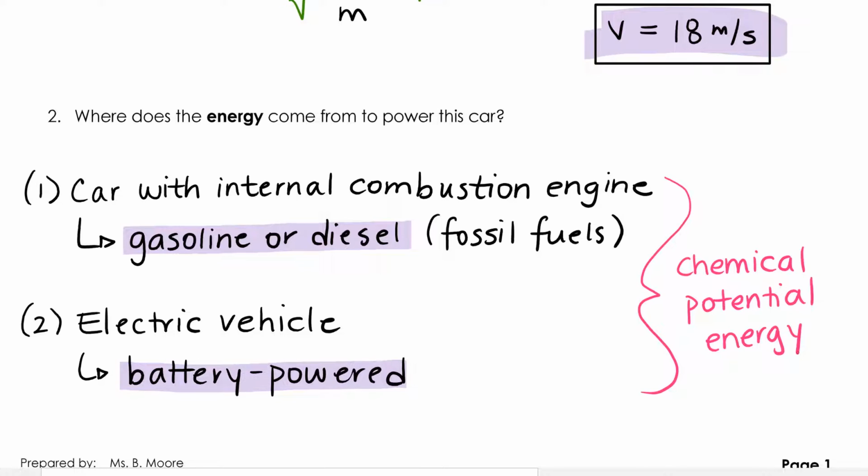This is the type of energy stored within the hydrocarbons that make up gasoline or diesel and is converted when these substances are burned. Likewise, inside a battery, chemical potential energy is converted into electrical energy.